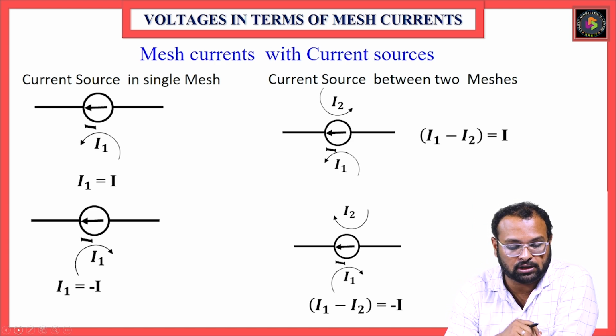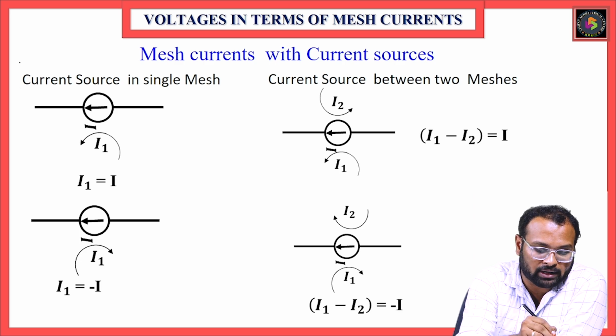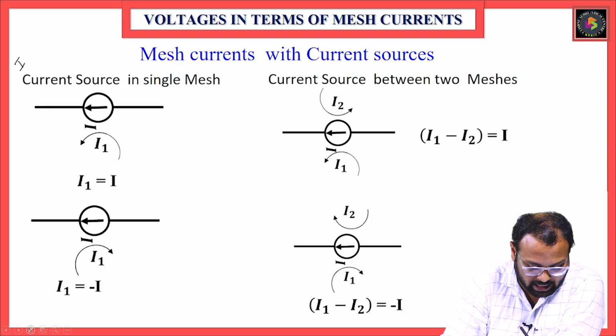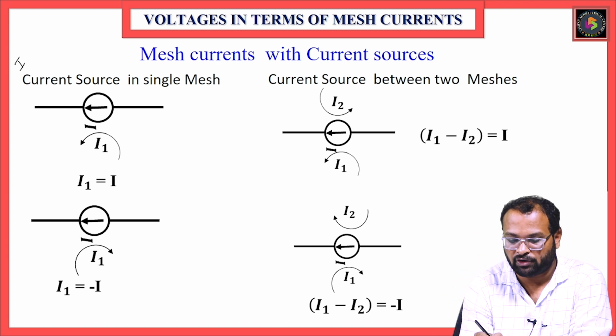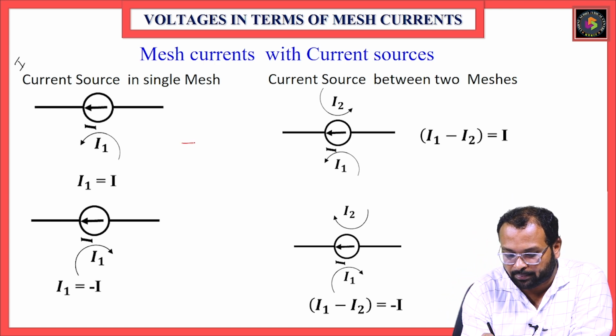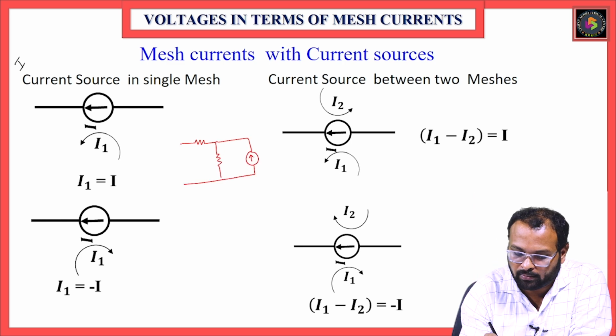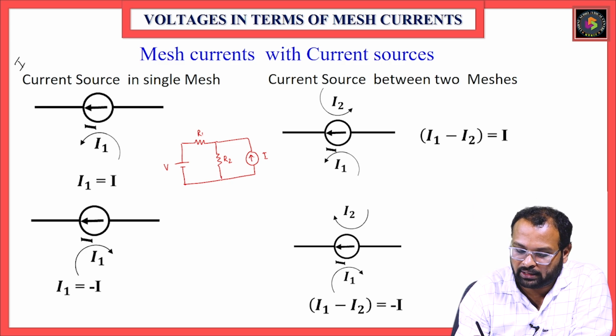If sources are available, we will directly consider that current value as our mesh current. Suppose a current source is available, case 1: if a current source is available in a single mesh. I will draw a simple circuit here to understand this concept. How many meshes are there in this one? 2 meshes. This is R1, this is R2, this is the value of the current source I, and this is the value of V.